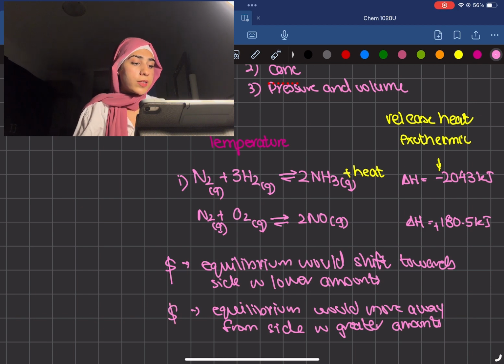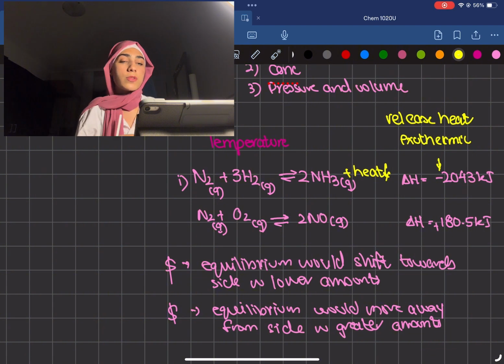So if you follow point one, let's say I decrease the amount of heat. So now on my product side, you have less amount of heat, so your reaction would move forward to make up for the heat because your product side has lower amount of something.